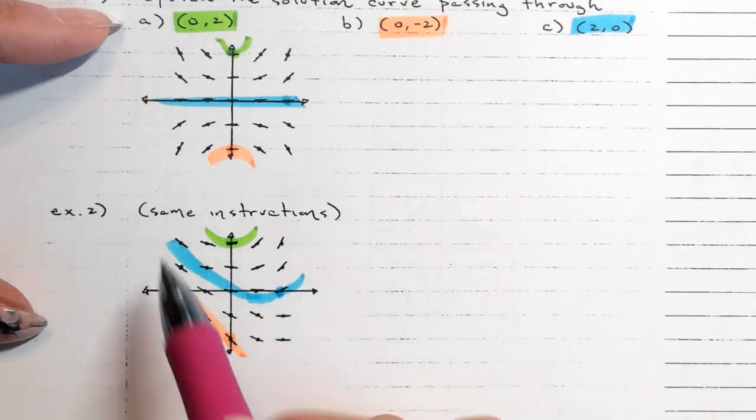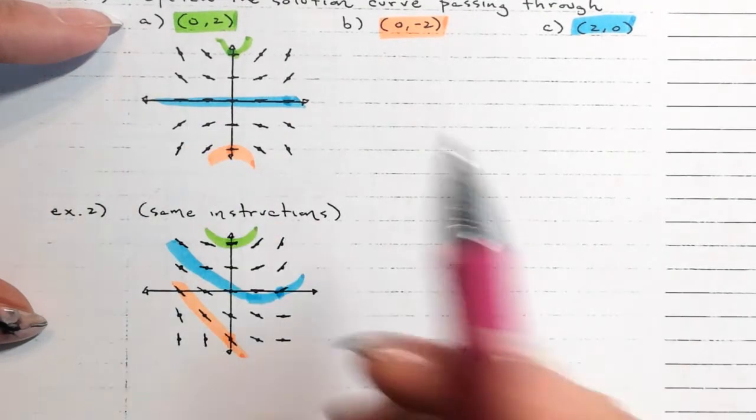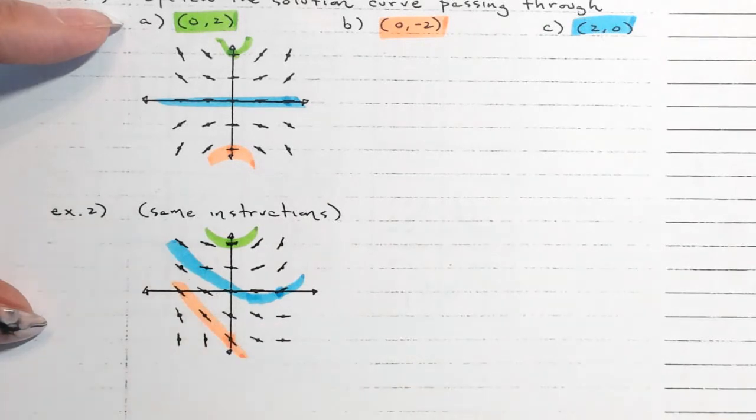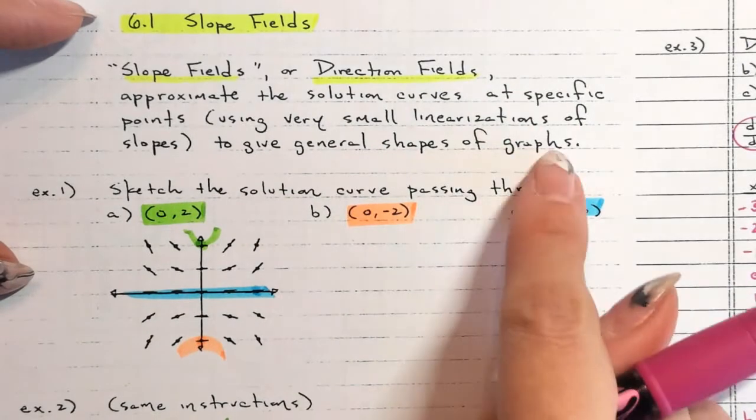So it looks a little bit different, maybe, than even what you have. If yours goes down here a little bit further, that's okay. It's not a big deal. Okay, so it's just a general shape of the graph.